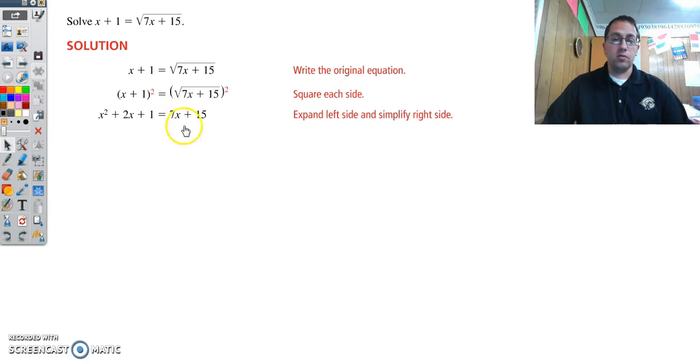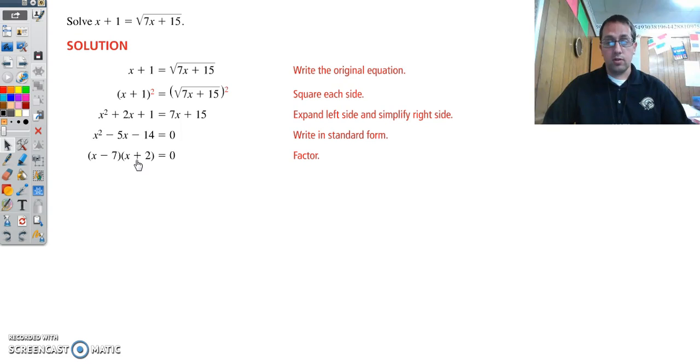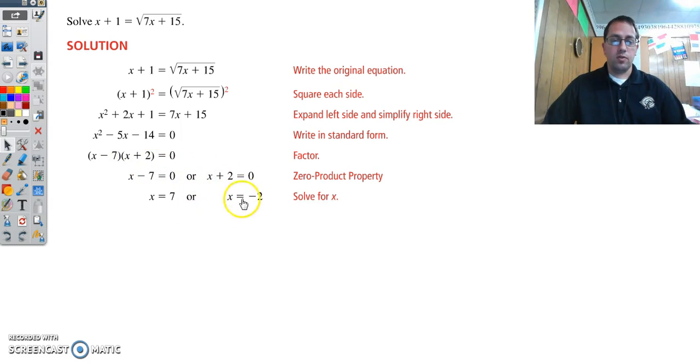So we're going to make it equal 0. So we subtract the 7x plus 15 from both sides. And so now it's in standard form. We've got it all set equal to 0. This factors out fairly nicely, so we can solve by factoring. If you like, you can solve it by quadratic formula, complete the square, whatever you like. But factoring is easier, so there you go. Set both factors equal to 0. Solve both of those linear equations there, and we have x equals 7 or x equals -2.